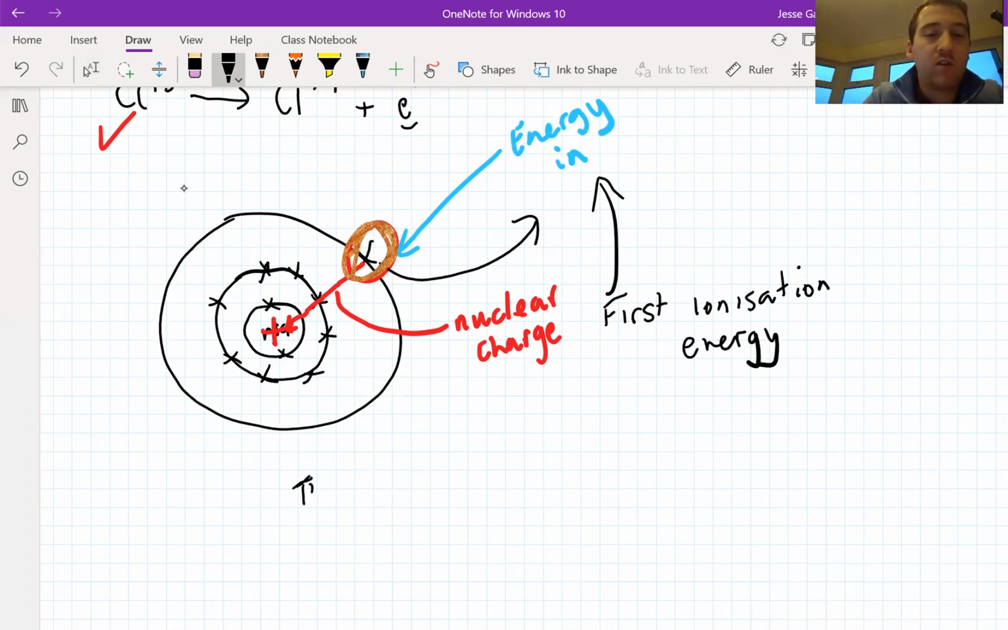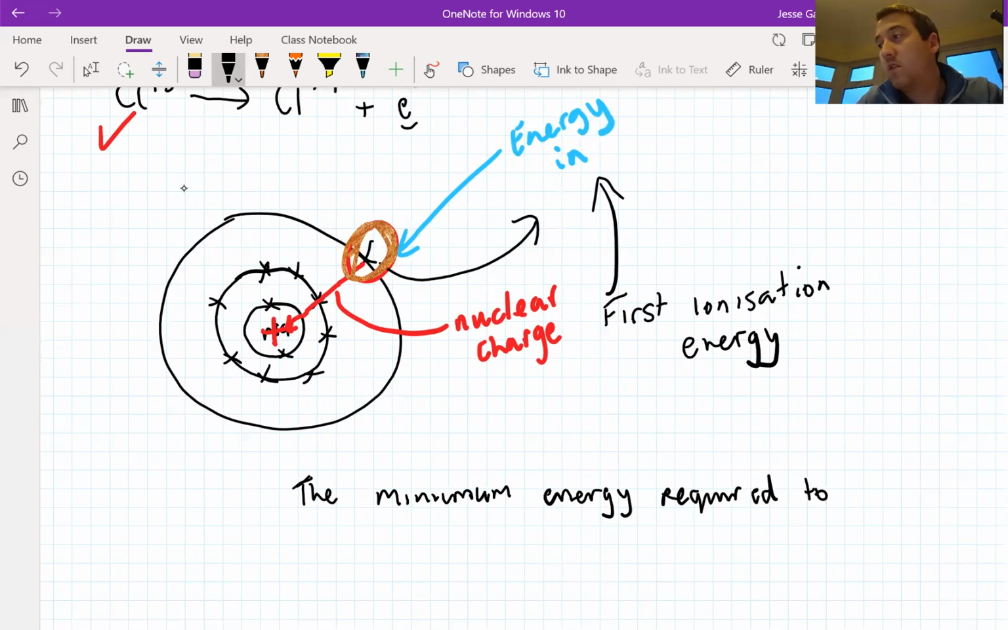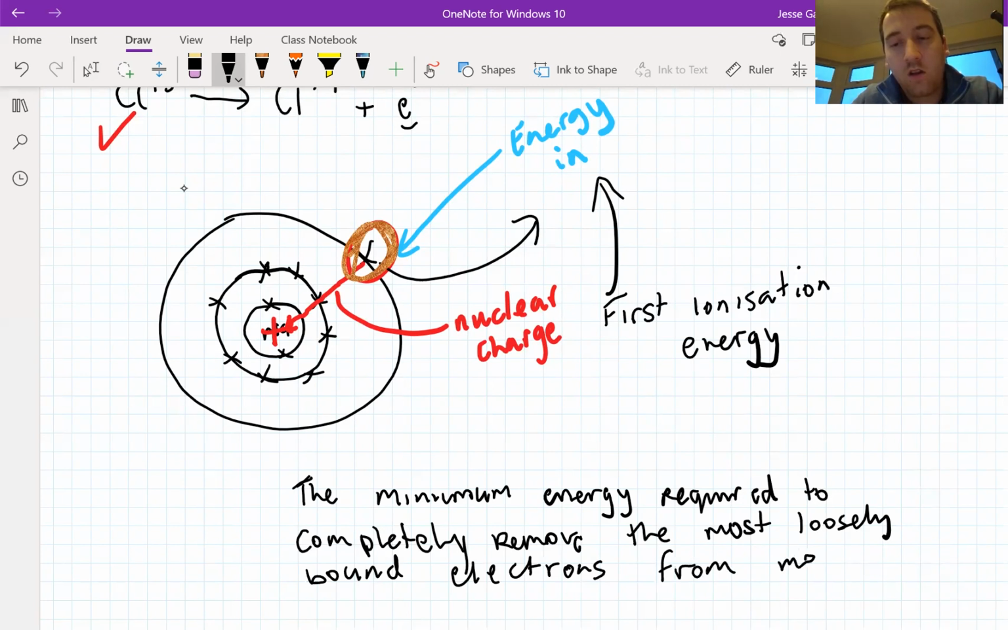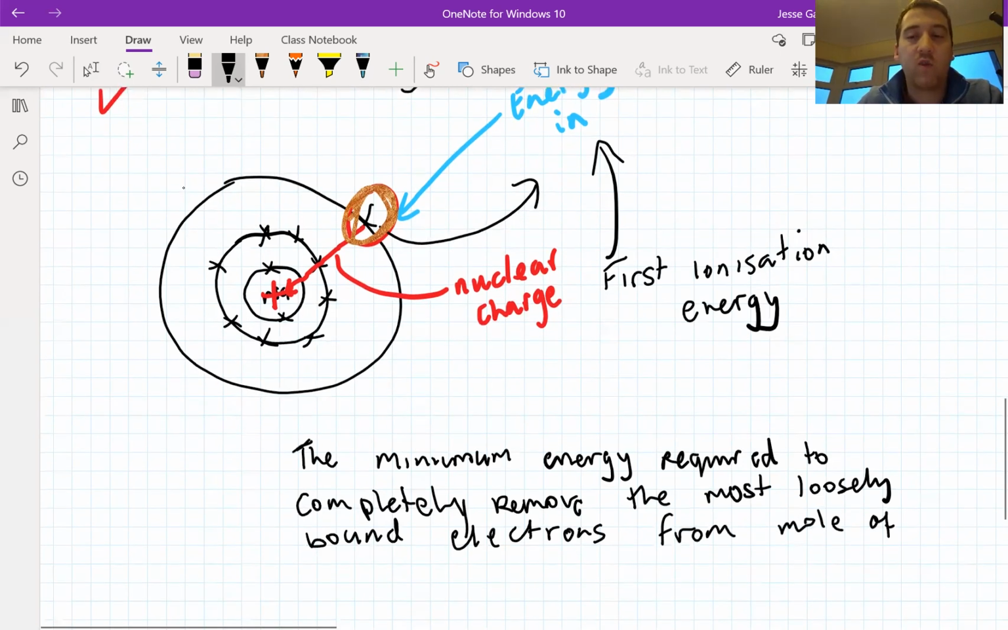So if we say the minimum energy required to completely remove the most loosely bound, because we're always removing the most loosely attached electrons from 1 mole of, and we're usually doing this with atoms that are gases.